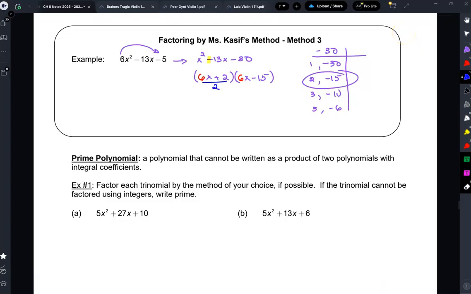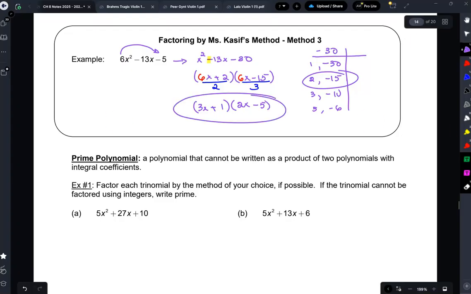What about the second one, the 6 and the 15? Can they be divided by a number? Yeah. 3. It can be different numbers, right? 1 gets 2, 1 gets 3. That's fine. So now here, okay, 6x divided by 2, 3x. 2 divided by 2 plus 1, 2x minus 5. Now this one, if you FOIL this, you get 6x squared minus 15x plus 2x minus 5. This gives you the answer back, right? The original back. So that is the answer.